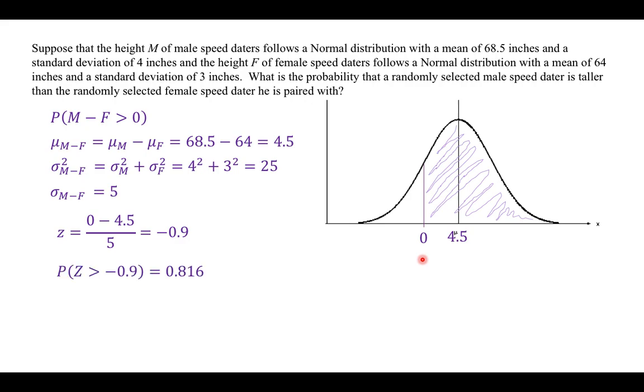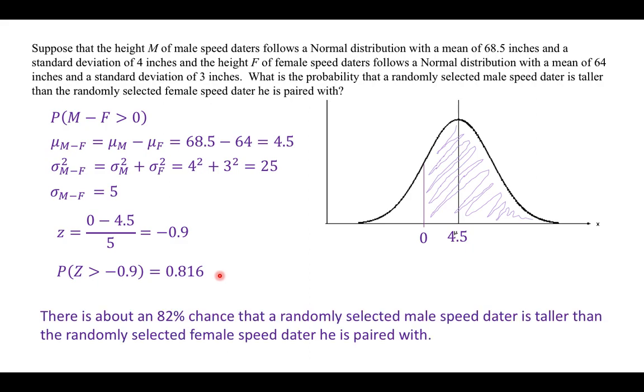And then we want the area above that z-score. So we can go to normal CDF and put in negative 0.9 as the lower bound and just a big number as the upper bound. And we get about 0.816. So there's about an 82% chance that a randomly selected male speed dater is taller than the randomly selected female speed dater he is paired with.